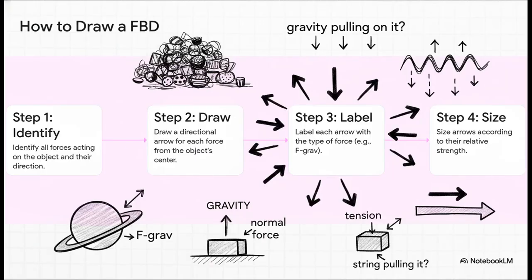The best part is how this turns a messy situation into a neat little puzzle. You just go down the list. Is gravity pulling on it? Yep. So you draw a downward arrow. Is it sitting on something? Well, that surface is pushing back. We call that the normal force. So you draw an upward arrow. Is a rope pulling it? That's tension. And the size of the arrow matters too. A bigger force gets a bigger arrow. It's a full visual inventory before you do any math at all.